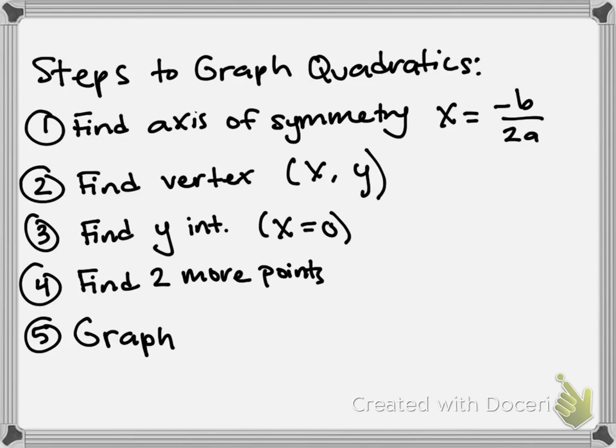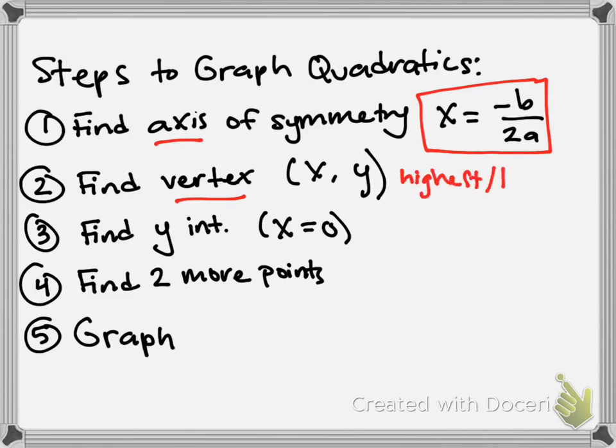All right, you already wrote this down from a few lessons ago, but just a reminder of the steps needed to graph quadratics. Step 1 is to find the axis of symmetry. We do that by using this formula here, x equals negative b over 2a. Step 2 is to find the vertex. Remember, that is the highest or the lowest point on your parabola. So we use the x coordinate we found in step 1, plug it into our equation, and then get our y coordinate. Step 3 is to find the y-intercept. That's x equals 0. Plug in 0 for x and solve the equation. And then we're going to find two more points on the parabola, and then we're going to graph it.